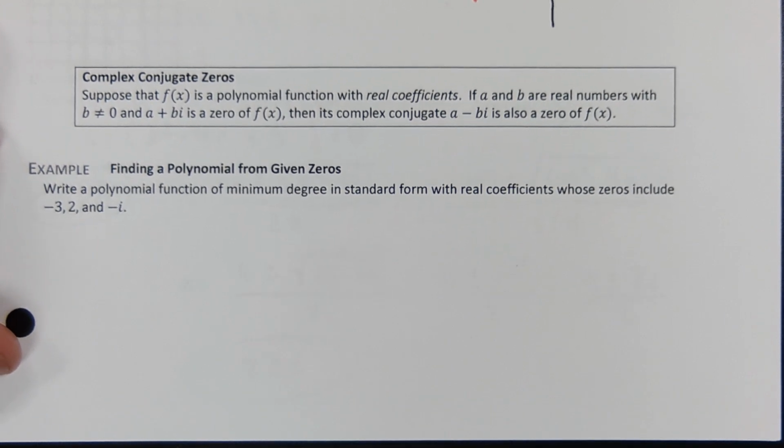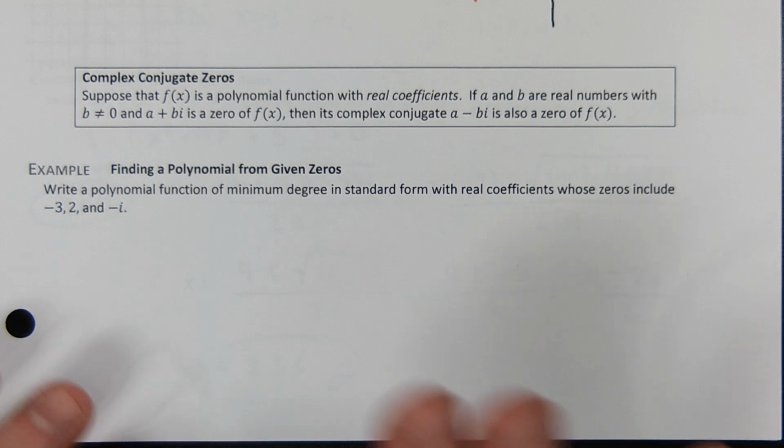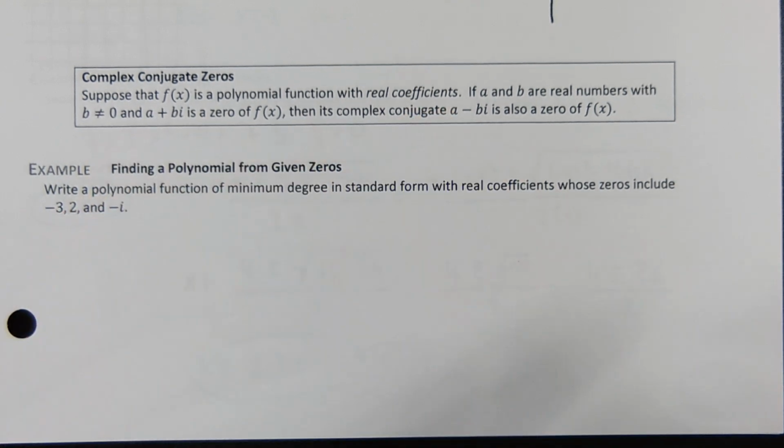Next is something that we have talked about before, but I'm going to bring it up again. Basically, here's what it says. If a plus bi is a solution, so is a minus bi. Complex answers always come in pairs, conjugate pairs. If a plus bi is a solution, so is a minus bi. If a minus bi is a solution, so is a plus bi.